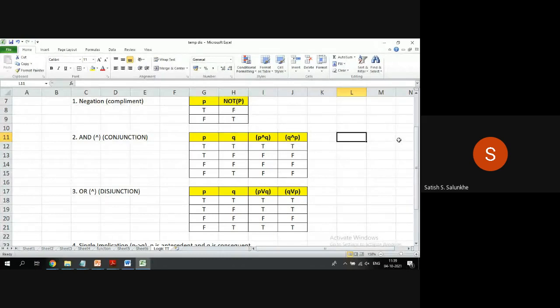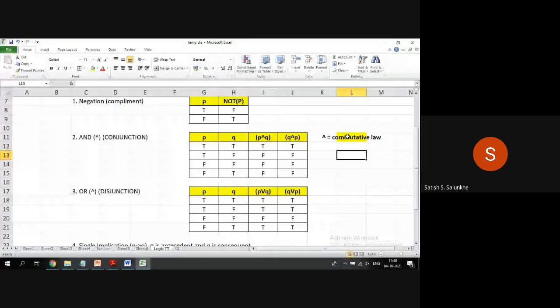what is this? This is the AND operation. It is satisfying the commutative law. What is the meaning of commutative law? P and Q is equal to Q and P. Therefore, this AND operation, the conjunction operation, satisfies the property. Similarly, the OR operator also satisfies the commutative law. That is, P or Q is always equal to Q or P.